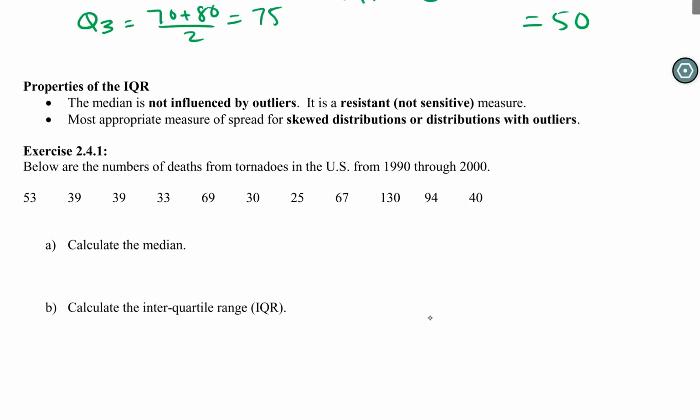So we did 2.4.1 in class, so I am not going to do it. I will, of course, star up the most important thing here, which is that property. The IQR is not influenced by outliers.